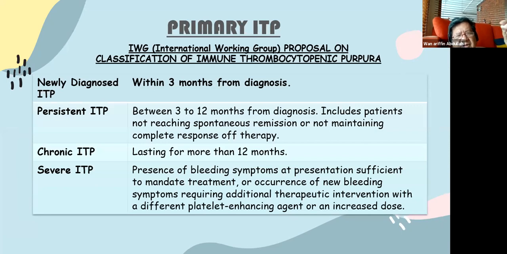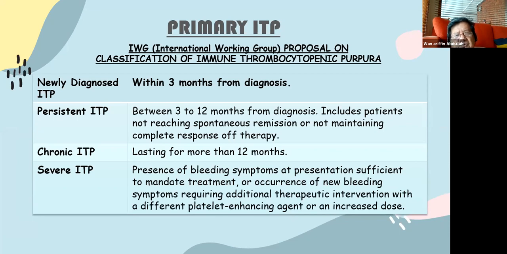When you classify something, it must not overlap. But this is overlap. Patient with newly diagnosed ITP can be severe. Patient with persistent ITP can be severe. Patient with chronic ITP can be severe as well.